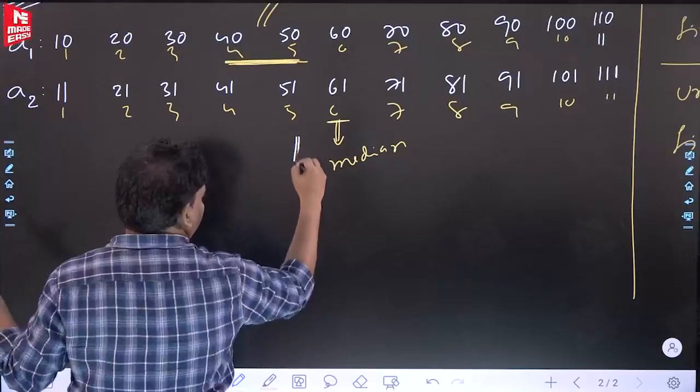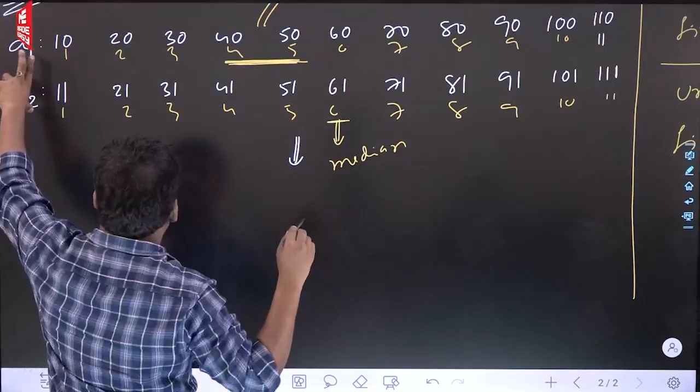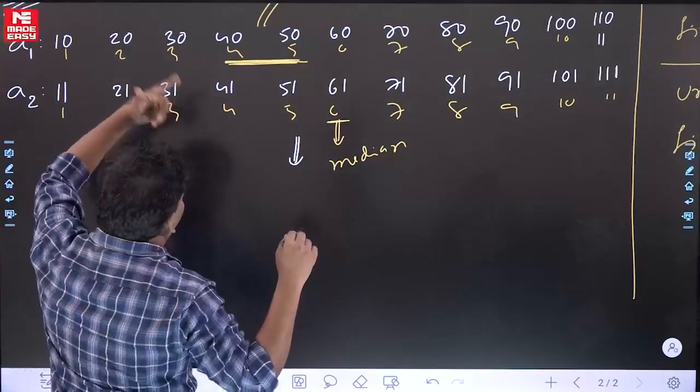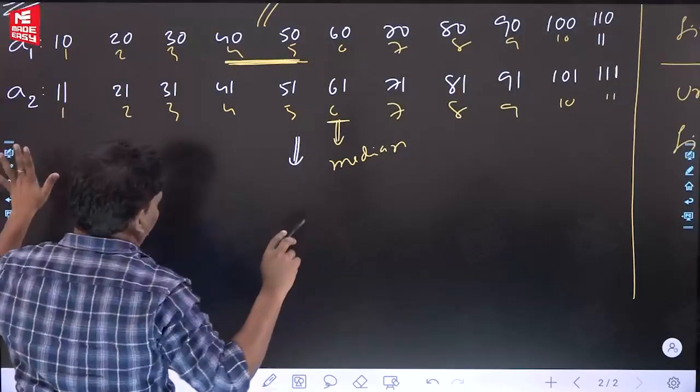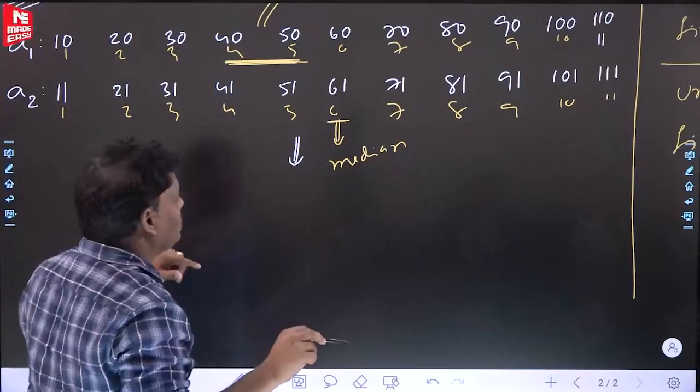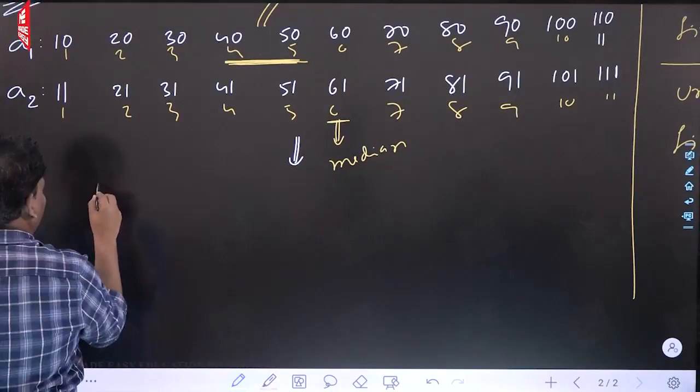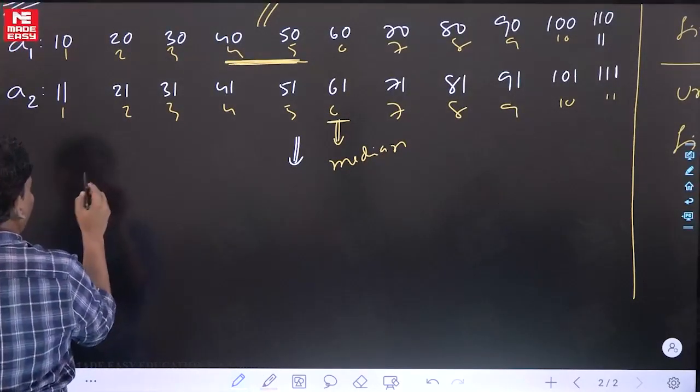So how to find out? See this one. The two sorted arrays are there. In the union sorted array, I want the middle person, which is nothing but the union sorted array median. How to do that? One way is just to apply the merge algorithm. One algorithm.